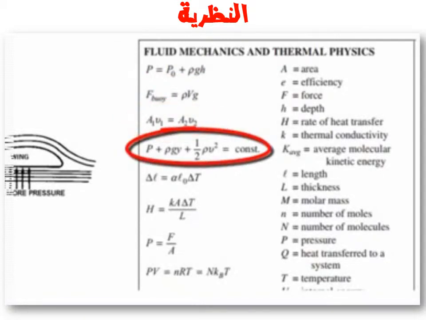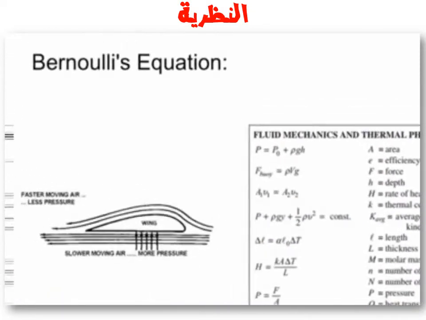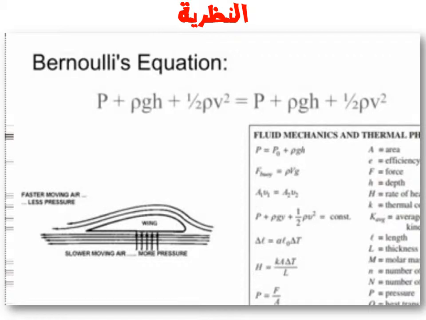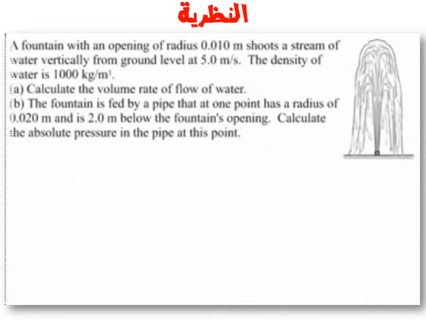Now it says P plus rho g y plus 1/2 rho v squared equals constant. When you see Bernoulli's equation, I want you to make it become this: instead of using the y, use height, and instead of saying it equals constant, make it equal to each other. Now I hope you see this looks very similar to mgh plus 1/2 mv squared. It's ultimately energy with fluids. So let me show you how to use this in a problem.